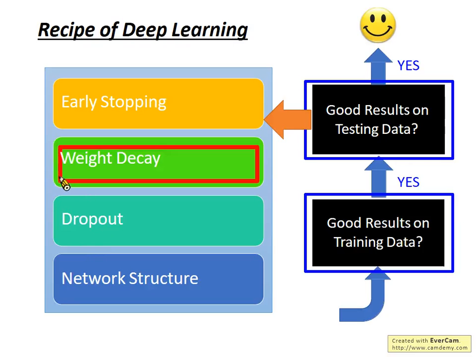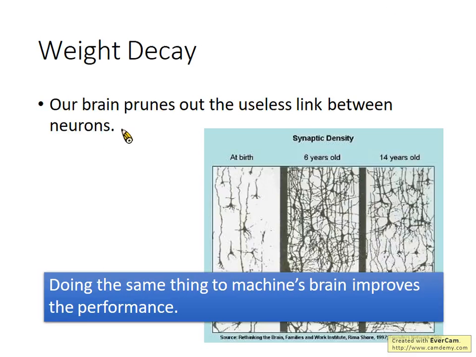The second method is called weight decay. The approach of weight decay is motivated by our brain. Our brain prunes out the useless links between neurons. So these are sample images from our human brain.